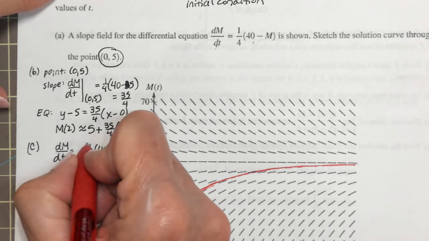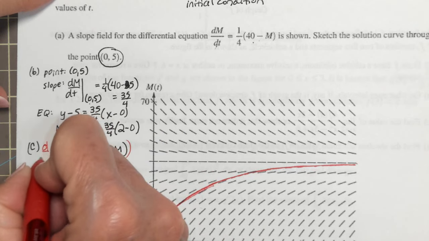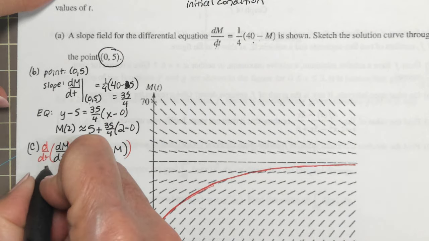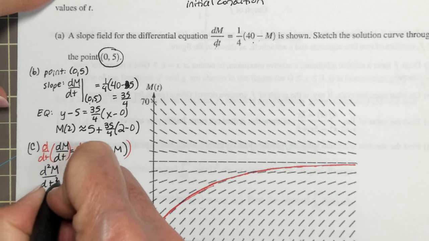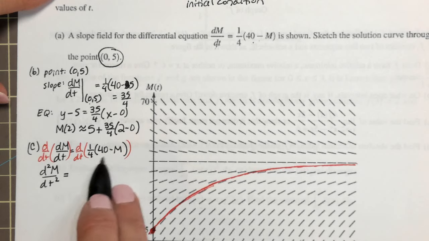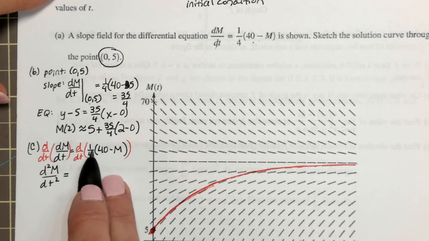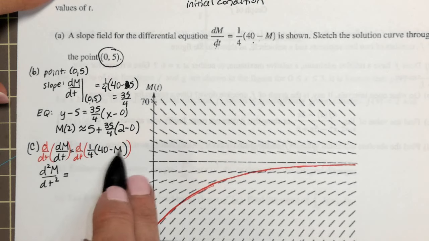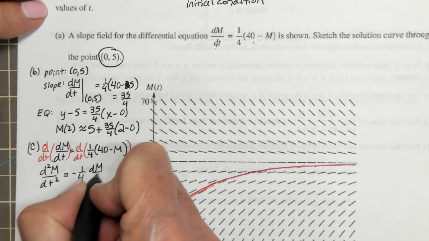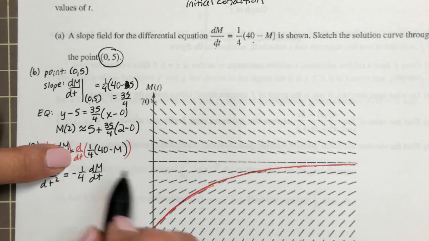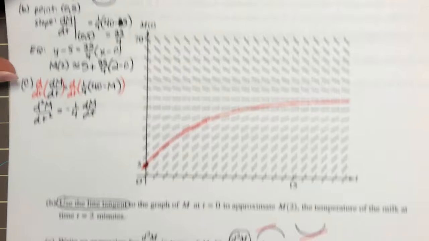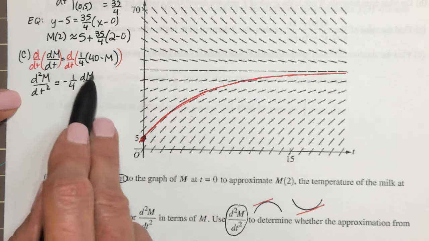And I'm going to take the derivative of both sides with respect to t, and I'm going to get the second derivative. Okay. 1/4 times 40 is 10, but that's just a constant, so when we take the derivative, that's going to be a 0. 1/4 times negative m is negative 1/4 m, and the derivative of that is negative 1/4 dm dt, because we're taking the derivative with respect to t. Okay? So that is the second derivative in terms of dm dt.